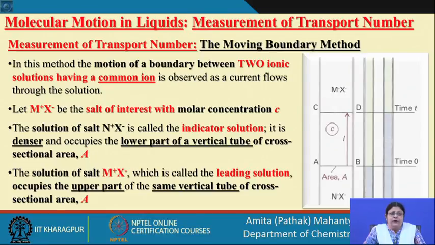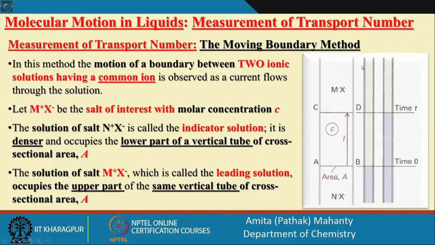Now, the condition is that we have a common ion. Since we are interested in finding out the transport number of the positive ion, we keep the anion as the common ion. So, X is the common ion between the two salt solutions MX and NX, and MX is the one of our interest, of molar concentration C. Now, the solution of NX is called the indicator solution. Its density is going to be higher. If I have a tube like this, I have MX here, NX here, and the boundary demarcating them. This is the zero condition, where I have only NX here and MX here.